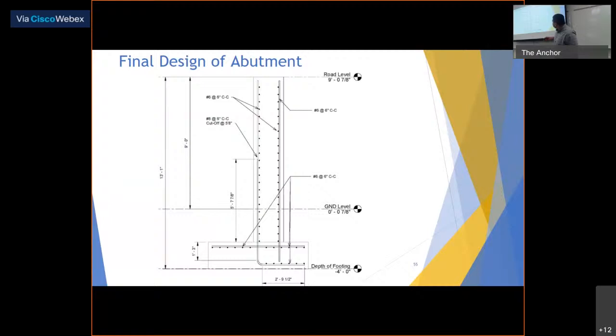Oh no, that's the temperature. And temperature. No, yeah, that's the same thing. We use the same thing for the bottom, I believe. Except for the toe, we use the same steel that was used in the stem because it's a hooked bar, right? See the hook? And this is basically the design of the abutment. I'm going to pass it off to the transportation team. Taylor.